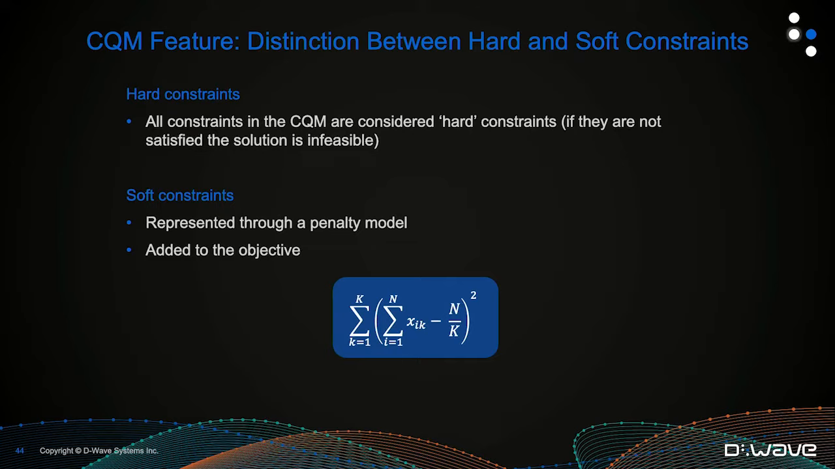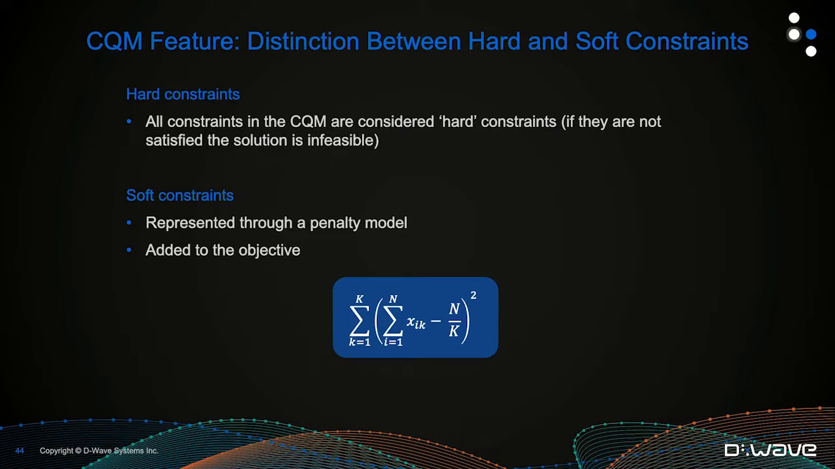All right, the last point I want to touch on before we dive into the example is this idea that we can distinguish between hard and soft constraints now. So all constraints that are added to the model, like we saw in the previous slide, through that add constraint function, are considered hard constraints. So what that means is that they need to be satisfied in order for the solution to be considered feasible. We can still add soft constraints to the model, though, if we want to.